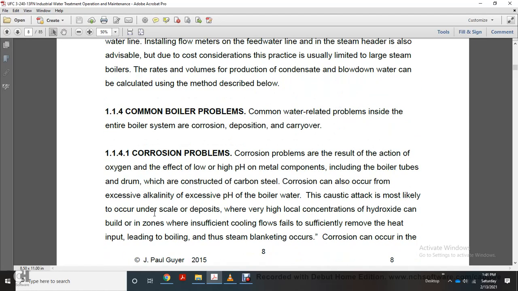Common boiler problems. Common water-related problems inside the entire boiler system are corrosion, deposition, and carryover. Corrosion problem. Corrosion problems result from the action of oxygen and the effect of low or high pH on metal components, including the boiler tubes and drum, which are constructed of carbon steel. Corrosion can also occur with excessive alkalinity, with excessive pH of the boiler water causing attack, and is most likely to occur under scale of the deposit. A very high concentration of hydroxide can occur where cooling flows fail to sufficiently remove the heat input, leading to boiling.